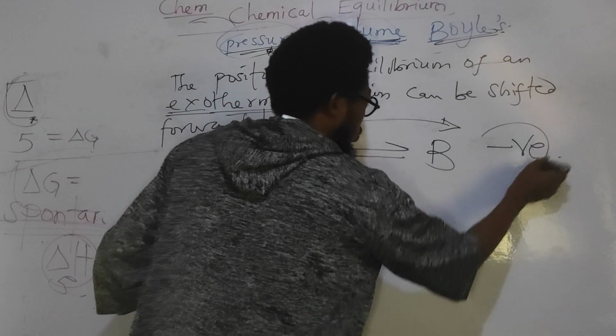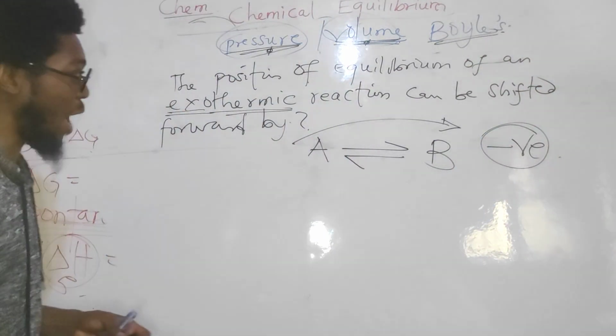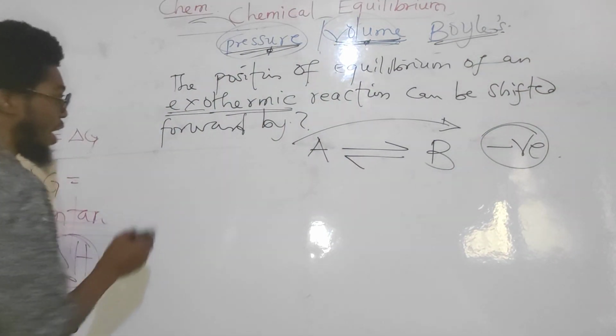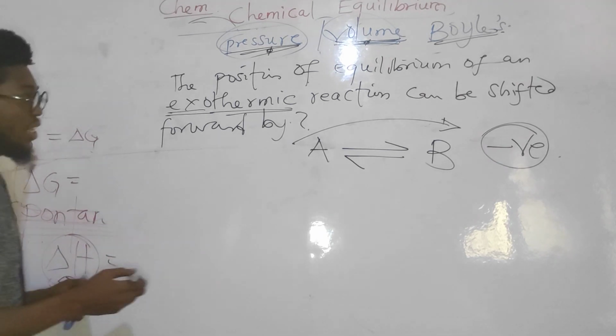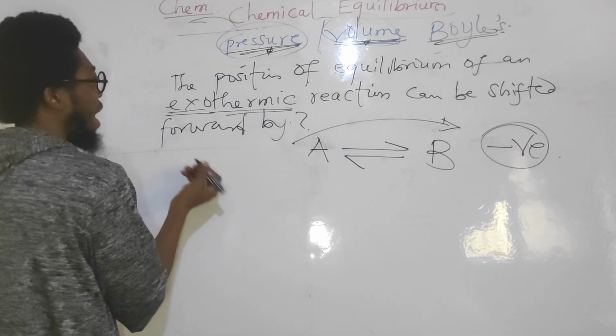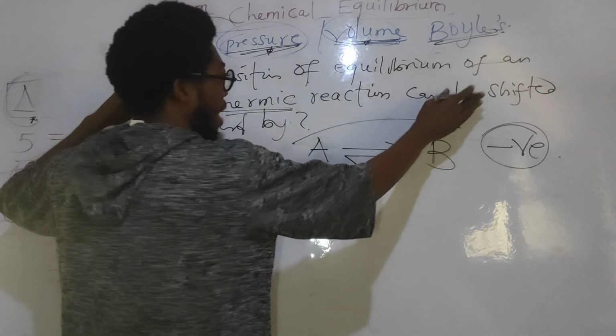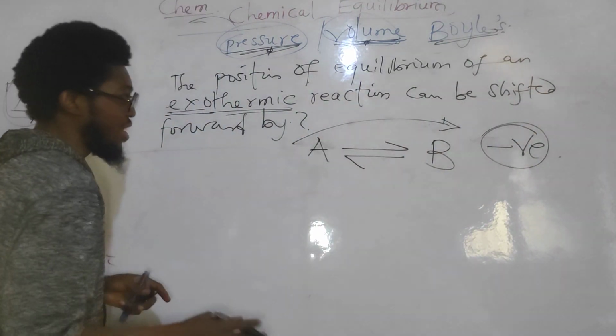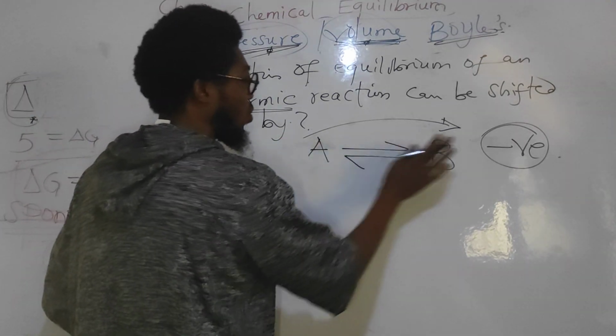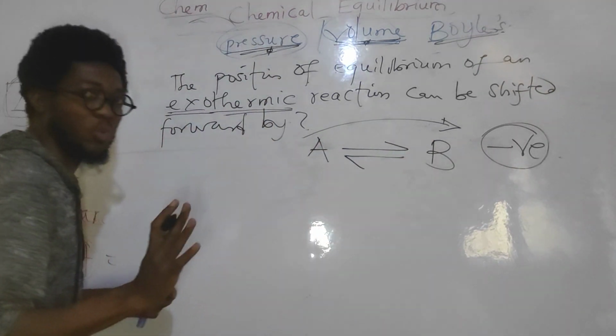What does it want me to do? Remove heat. Are you with me now? What are the options? Option A: increase pressure at constant temperature. If I increase pressure and keep temperature constant, I don't need pressure here because it doesn't tell anything about gas. And if I keep temperature constant, it does not make sense. The reaction will not shift.